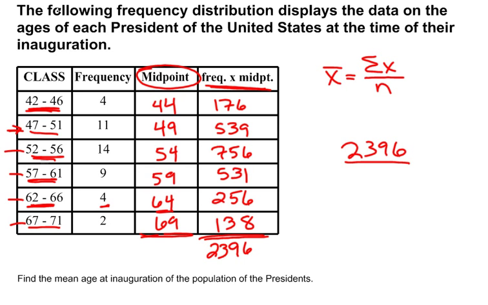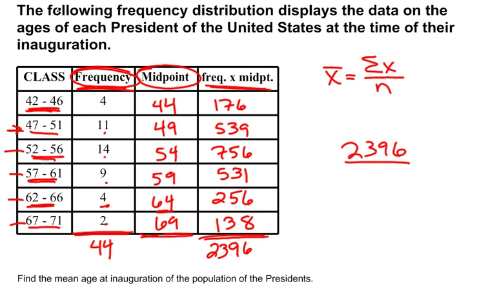N is not going to come from the number of classes that we have, so it would not be 6. We have to use the frequencies to get n. So we'll add all of the frequencies up. Remember, we had 2 presidents here, 4 here, 9 here, 14 here, 11 here, and 4 here. As we combine all of those, that gives us a grand total of 44 presidents.